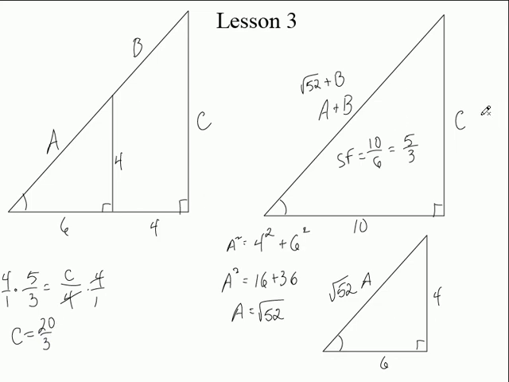So that's another answer. Now we got two answers, don't we? We got A and we have C. Now all we have to do is solve for this right here. Since we know our scale factor, which is 5 to 3, we can set up a ratio again. 5 to 3 equals this, square root of 52 plus B, to what?